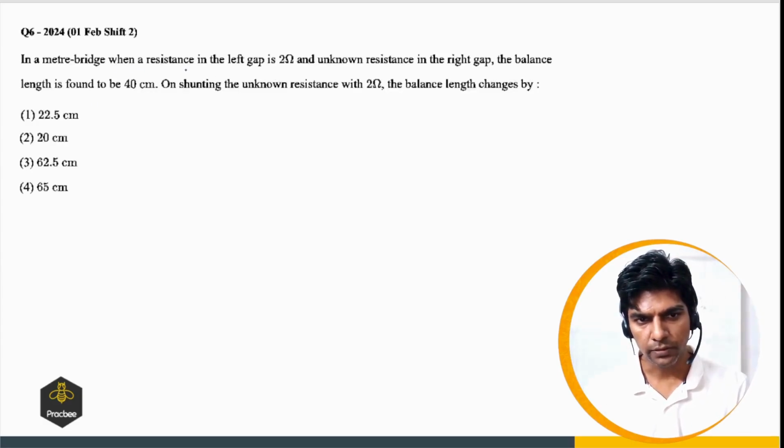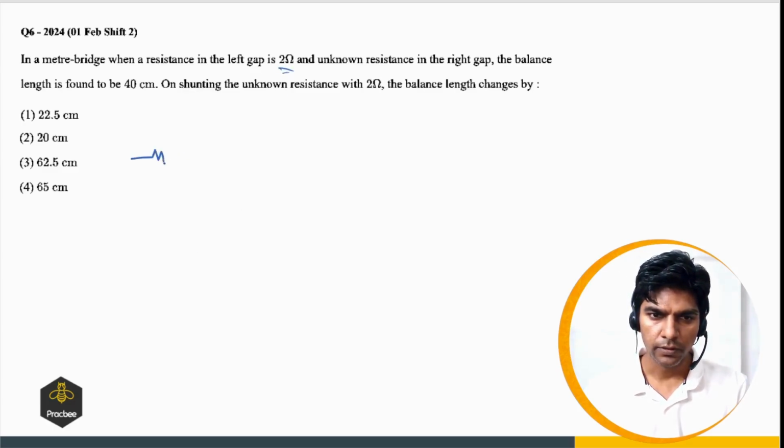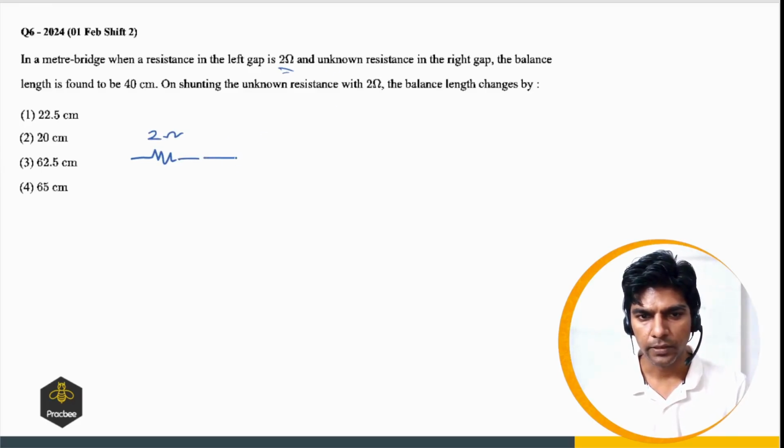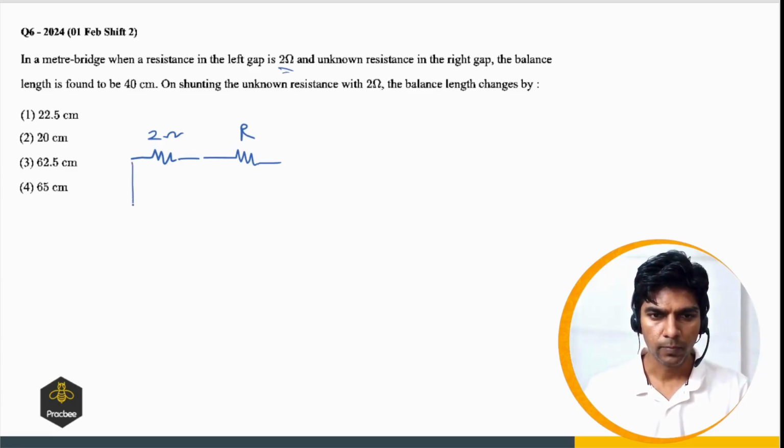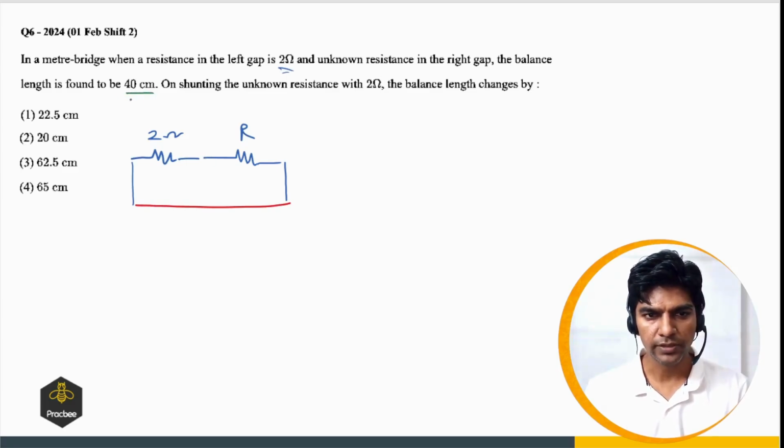In a meter bridge, when the resistance in the left gap is 2 ohms, let me just show. The resistor in the left gap is 2 ohms and the unknown resistor, and here we have the unknown resistor, let us say R. The balance length comes out to be 40 centimeter.